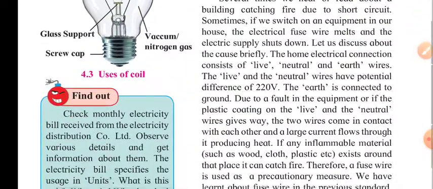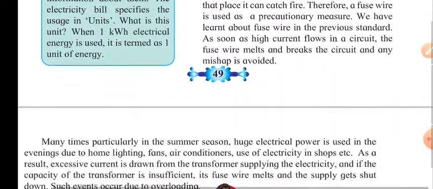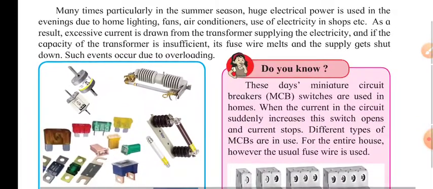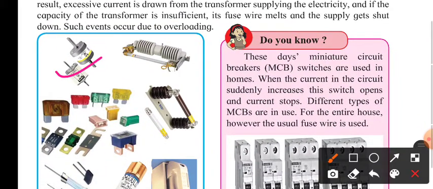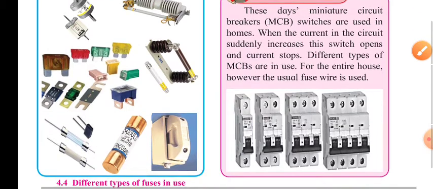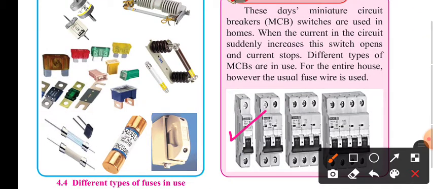Uses of coil they have given. Afterward, they have given different instruments over here. These are the different kinds of fuses we have. Now what is the use of this fuse, or the MCB we are using, what actually are they? This is a digital circuit breaker, MCB, miniature circuit breaker. The name they have mentioned over here, miniature circuit breaker, MCB switches. And these are the different kinds of fuses which we use in an electrical circuit.